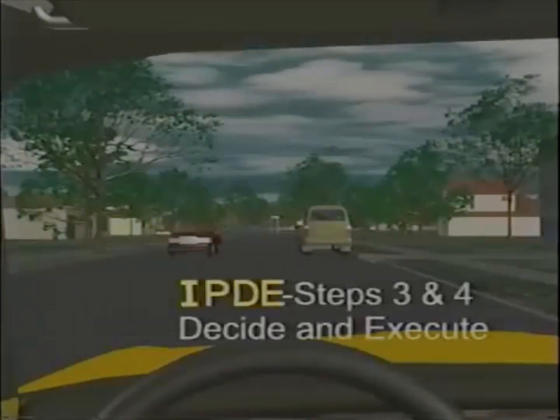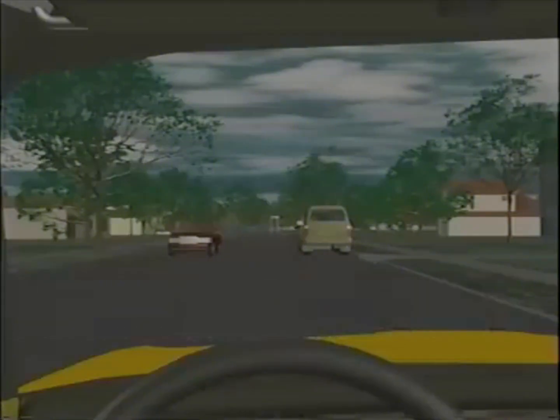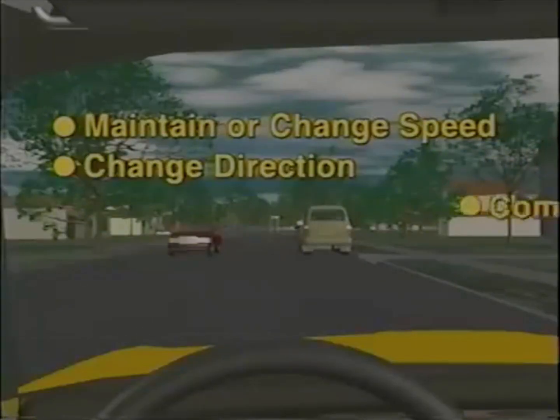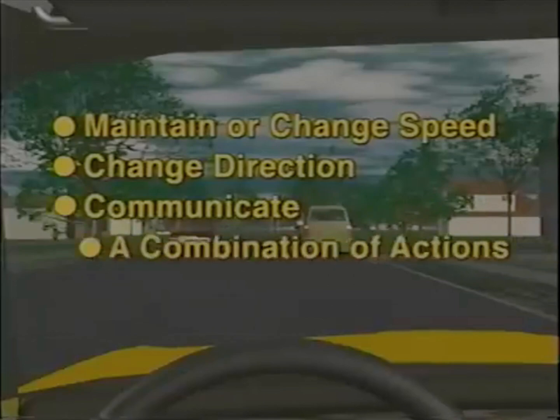The third and fourth steps of the IPTI process are to decide and execute. You will need to decide what action to take and then carry it out. Maintain or change speed, change direction, or communicate, or any combination of these actions.